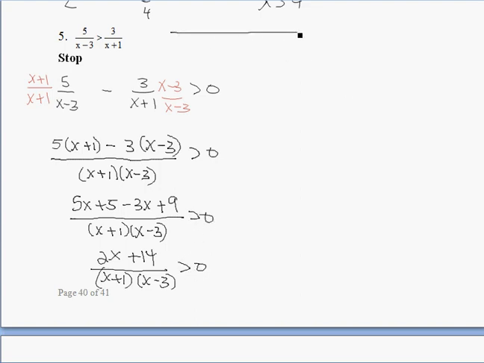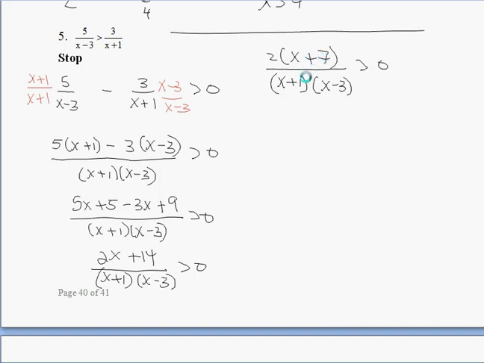Take a greatest common factor of 2 out of the numerator. I get 2 times x plus 7 over x plus 1, x minus 3. So in this case, the critical numbers are -7, -1, and +3. So -7, -1, and +3. Since it's greater than, not greater than or equal to, everything's going to be an open circle. We need to choose a number to the right of 3 and see if it's positive.